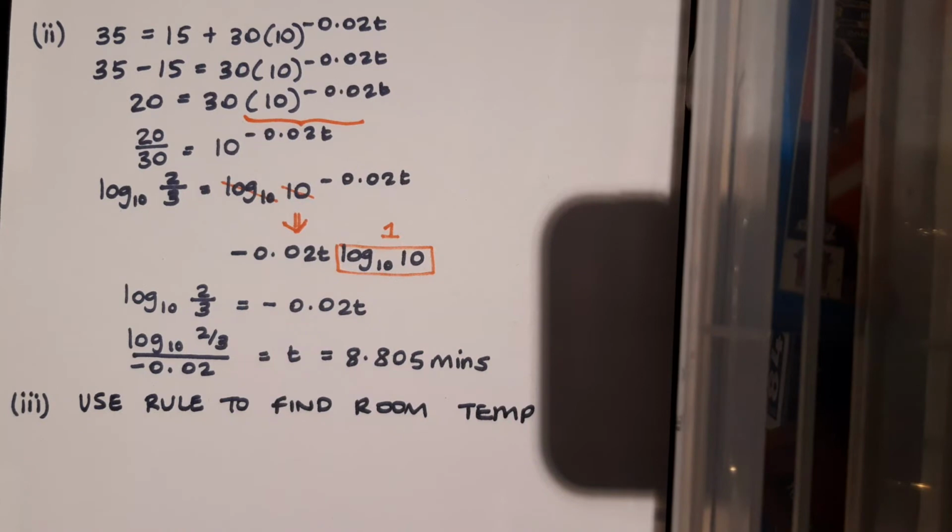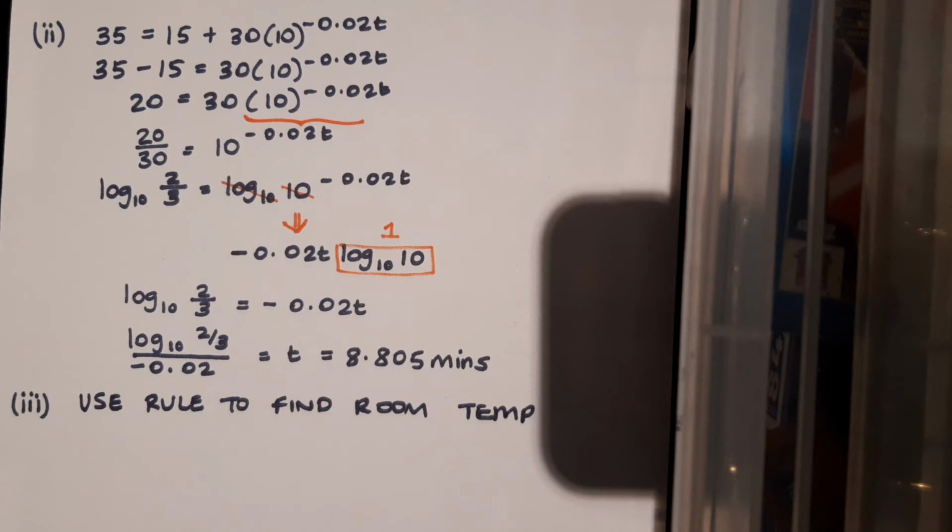Okay, so part 3 says use the rule to find the room temperature. Let's think about what happens with the bottle of milk. The bottle of milk gets heated up, and then imagine that I, perish the thought, forget to feed the baby, and the bottle of milk just ends up sitting on the counter for ages and ages. Obviously, it's going to cool down. It's not going to cool down to freezing. There's a limit for where it's going to cool down to, and the limit is the temperature of the surrounding room, the surrounding air.